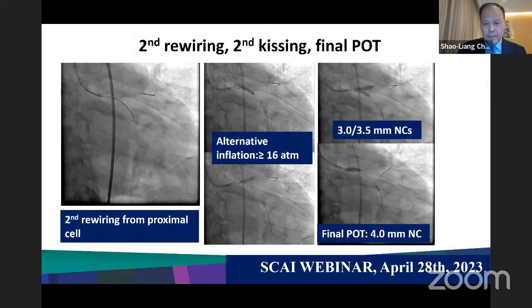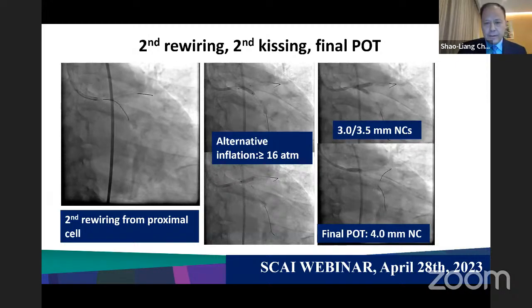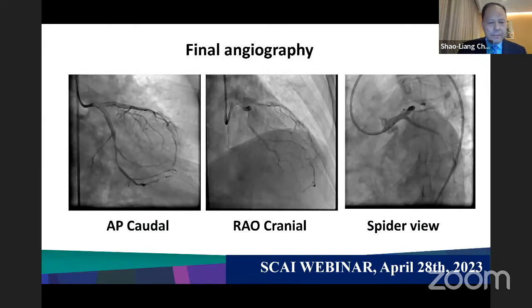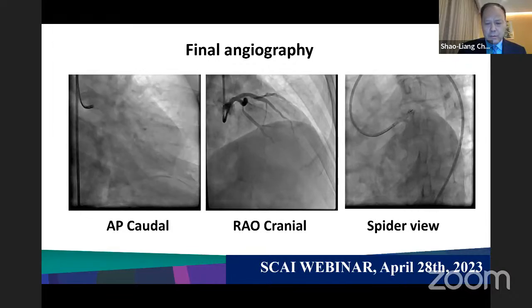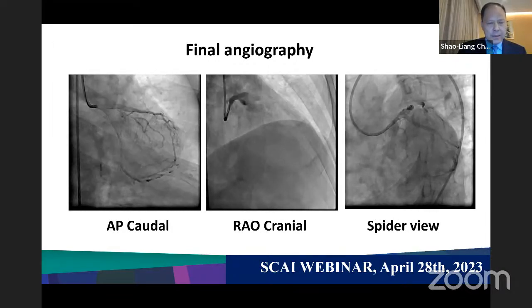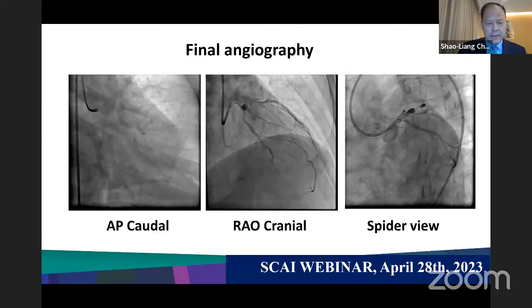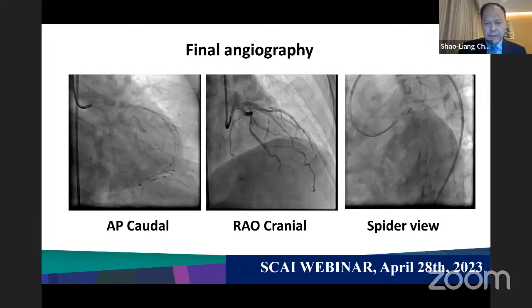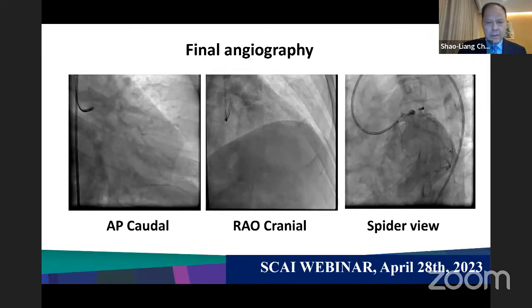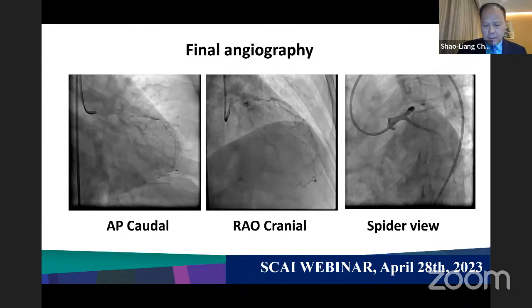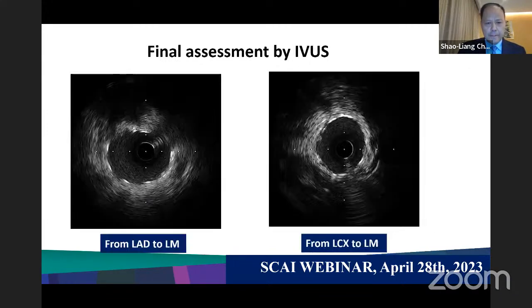After final kissing inflation, the final part was performed successfully. These are the final angiography from epicaudal cranial and also from spider view. After this DK crush technique, for this case, we measured the invasive FFR for distal Sunflex. It was greater than 0.80, so we did not touch the distal lesion in Sunflex at all.